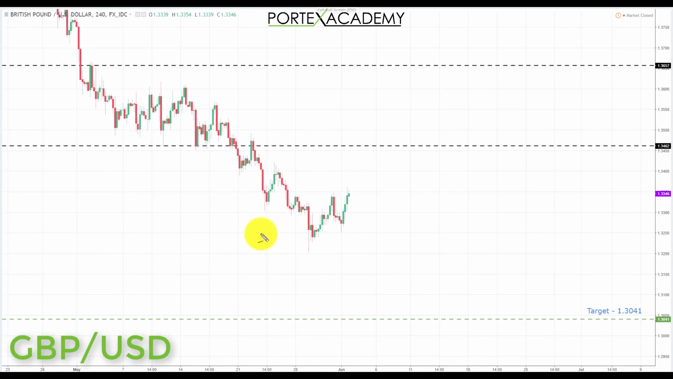Next we have pound dollar. Now last week we came down, took out the target set from last week at the 1.3272, and we bounced from that target, that key area of support, and we started to push to the upside, and we're starting to form a bit of a correction.